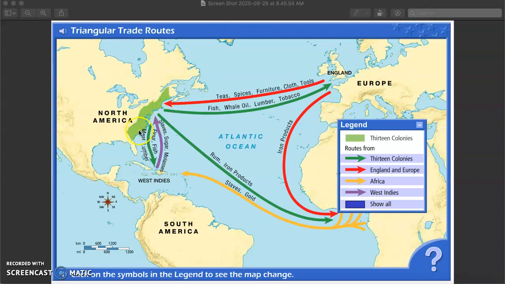Another example, so let's say the colonies, they produce lumber. So lumber is like wood. So we would send the lumber to England. England would take that lumber and they would turn that lumber into a finished product. An example of a finished product would be furniture. So they then take that furniture, they sell it back to the 13 colonies, okay?